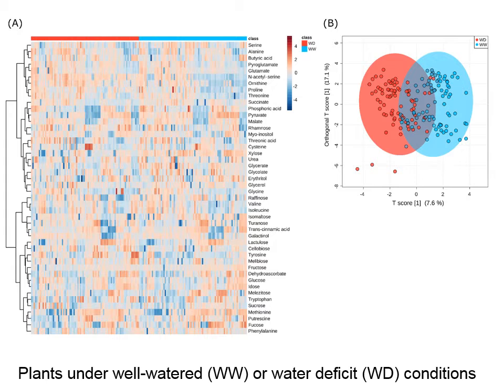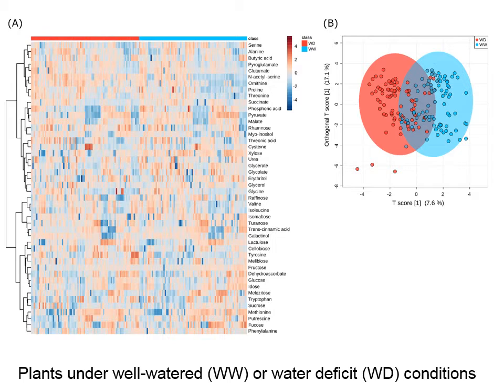For example, on the right side you have a graph of an ortho-PLSDA. You summarize all of this information that you have in the heat map in a single graph, and you see if the water deficit treatment has changed the plant at the metabolic level.